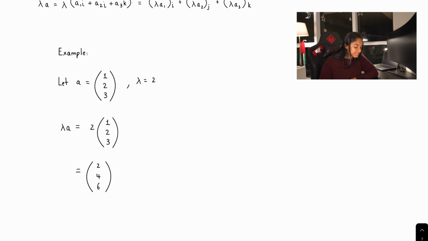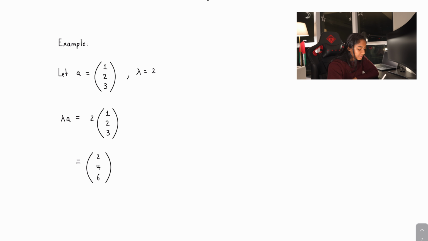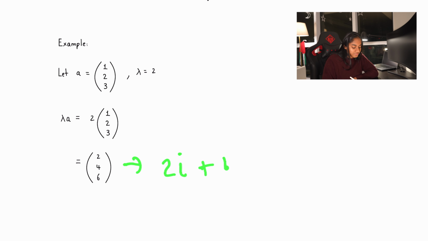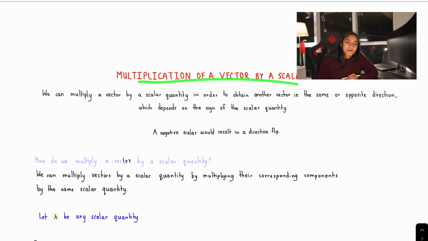All right, so let's look at an example. We have lambda to be 2, which is the scalar quantity. And then the vector is A, 1, 2, 3. So all we have to do to get lambda A is put 2. This is how we write it. So we have 2, 1, 2, 3. And then we're going to multiply it like this. 2 by 1 is 2. 2 by 2 is 4. 2 by 3 is 6. And this is the answer. Remember, this could also be written as 2i plus 4j plus 6k. Okay? And that's how we multiply a vector by a scalar.